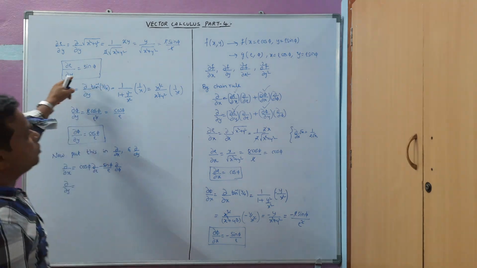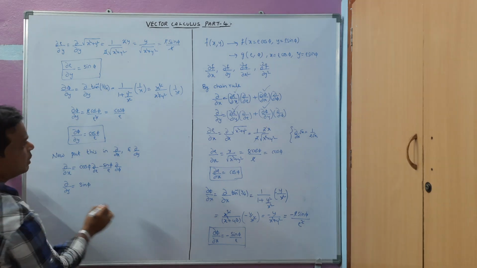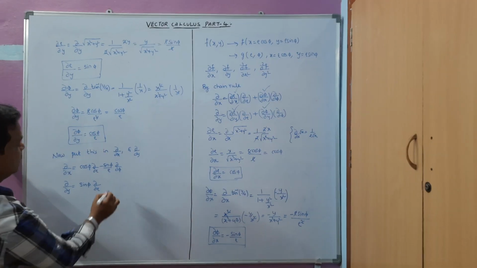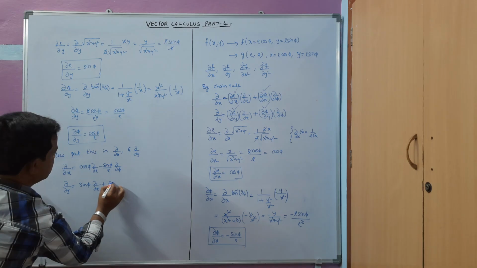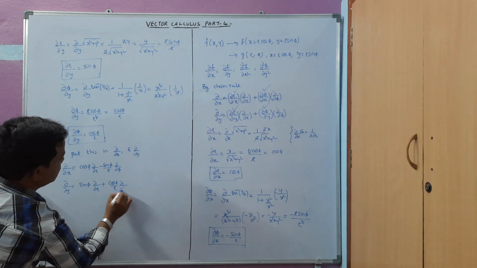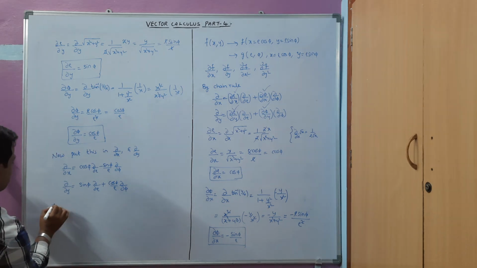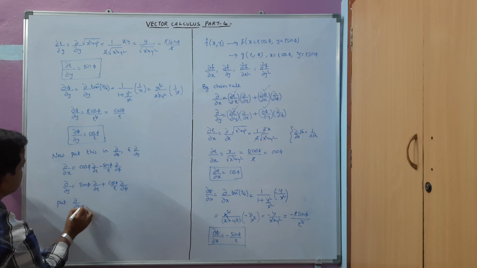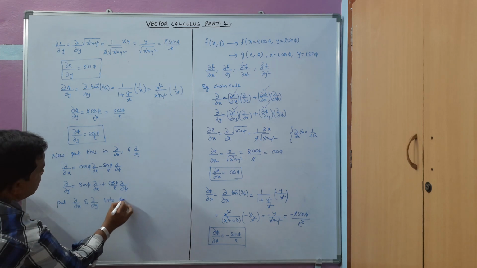Okay, ∂ρ/∂y is sin φ here, sin φ into ∂/∂ρ, plus what is ∂φ/∂y? ∂φ/∂y is cos φ by ρ into ∂/∂φ. Now we can keep these values in equation 1. By equation 1, now put ∂/∂x and ∂/∂y into equation 1.